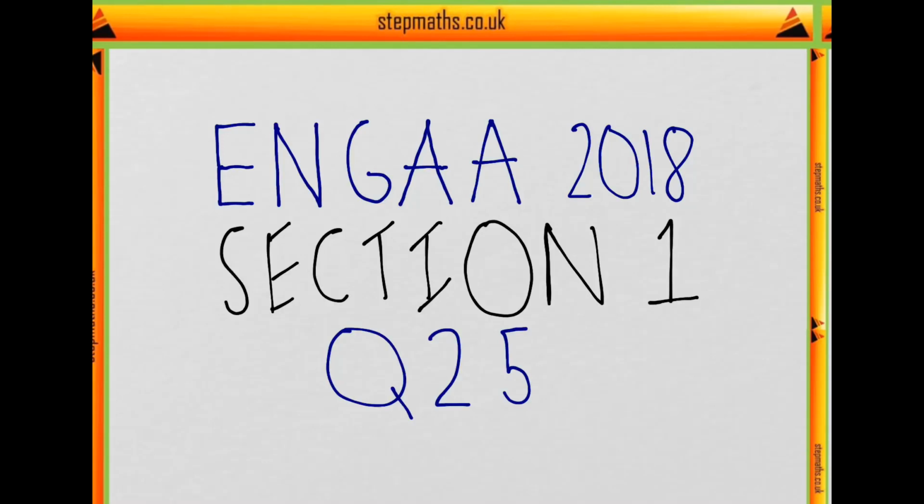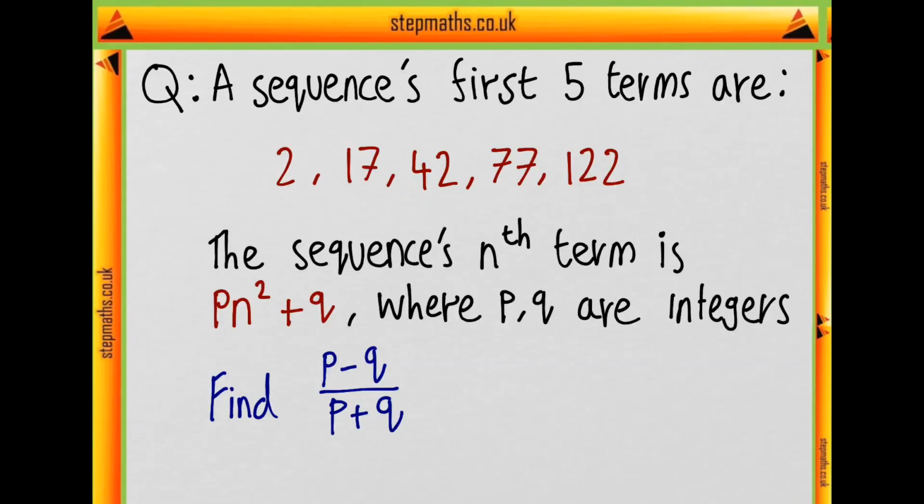This is question 25 from section 1 of the 2018 ENGAA paper. In this question, we're given a sequence and told its first 5 terms are 2, 17, 42, 77 and 122. And we're additionally told the sequence's nth term is given by the formula Pn squared plus Q, where P and Q are integers. And we're asked to find (P minus Q) over (P plus Q).